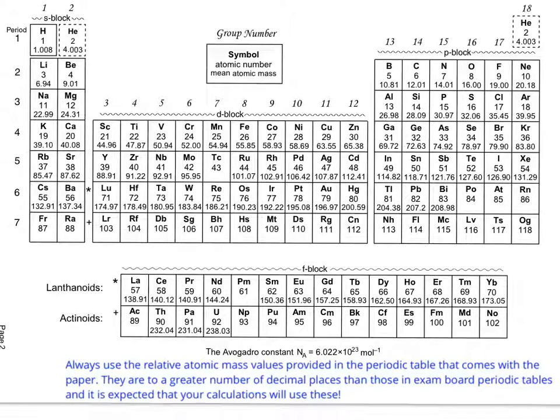So the periodic table that you get with your C3L6 paper will have relative atomic mass values to 2 decimal places in most cases, as you can see, as opposed to 1 decimal place, which is what you tend to get in exam board periodic tables. So use the data that's here in the periodic table you get with the paper, rather than values you might have recalled or remembered from just repeatedly using the normal periodic table you get in A-level questions. So the calculations will expect you to use the 2 decimal place values for the relative atomic mass.